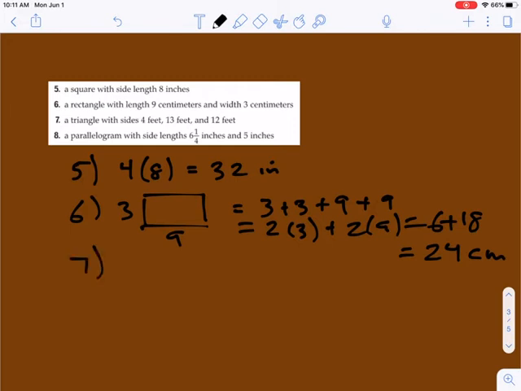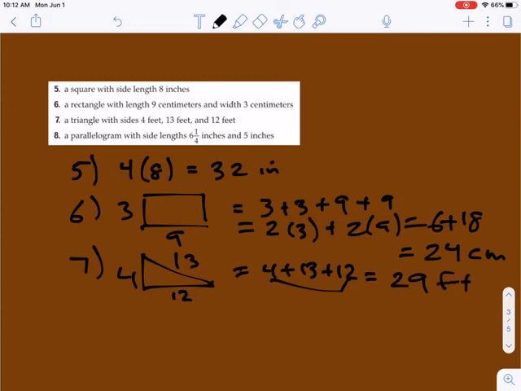7, triangle with sides 4, 13, 12. I'll just draw it, but you really don't have to. But 13, 12, 4, just add them up. So you just go 4 plus 13 plus 12. Well, 4 plus 12 is 16. 16 plus 13 is 29. And that would be feet.